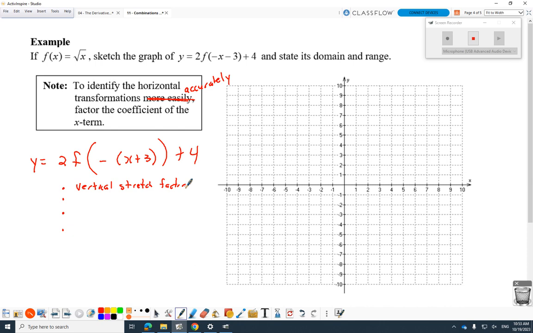Two. The vertical ones do what they say they're doing. You don't have to do anything with those ones. When it's horizontal, you've got to be careful. Next. This negative in here.